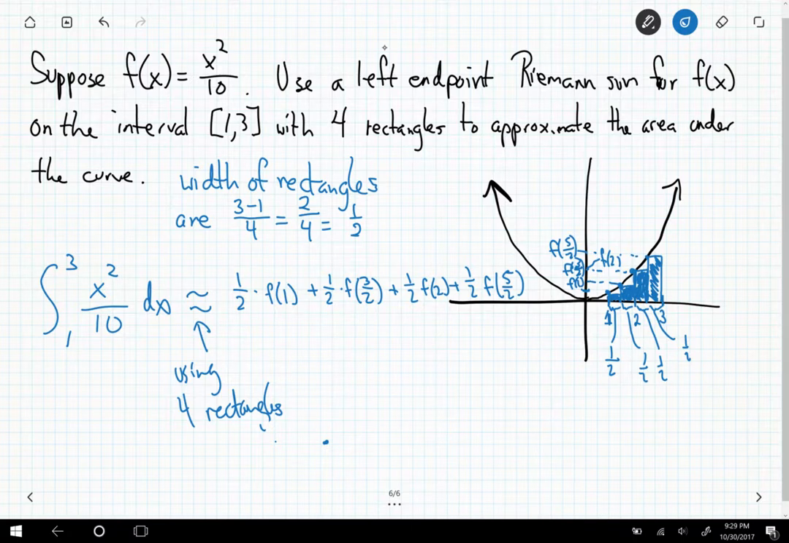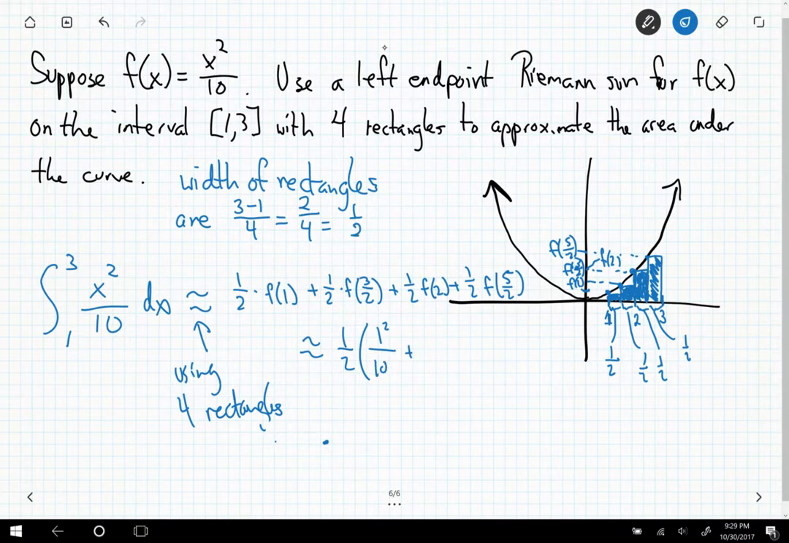Okay, so moving this on down, this is going to be approximately equal to 1/2. And notice we can factor out a 1/2 out of each of these. So pull out the 1/2, make our lives easy. And then we go, well, what's f of 1? Well, you can plug that into the equation. You get 1 squared over 10.